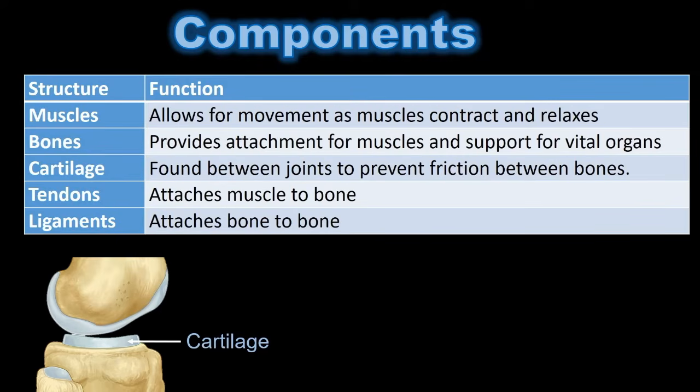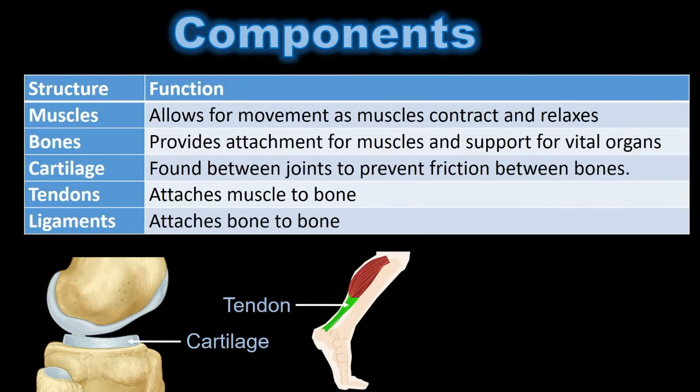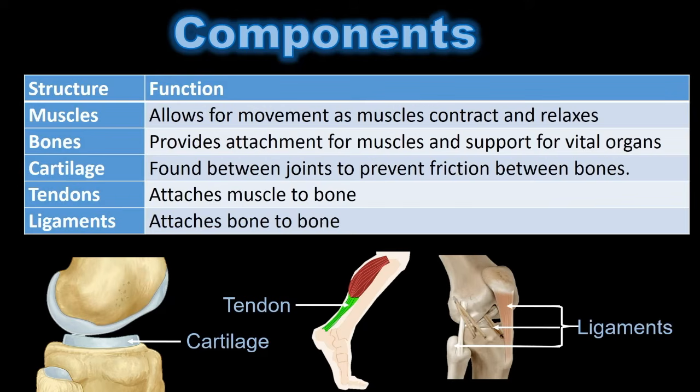Then we have cartilage, which you find between joints to prevent friction between bones. It also makes our noses and our ears. Tendons attach muscles to bones, and ligaments attach bones to bones to keep them together to form these joints.